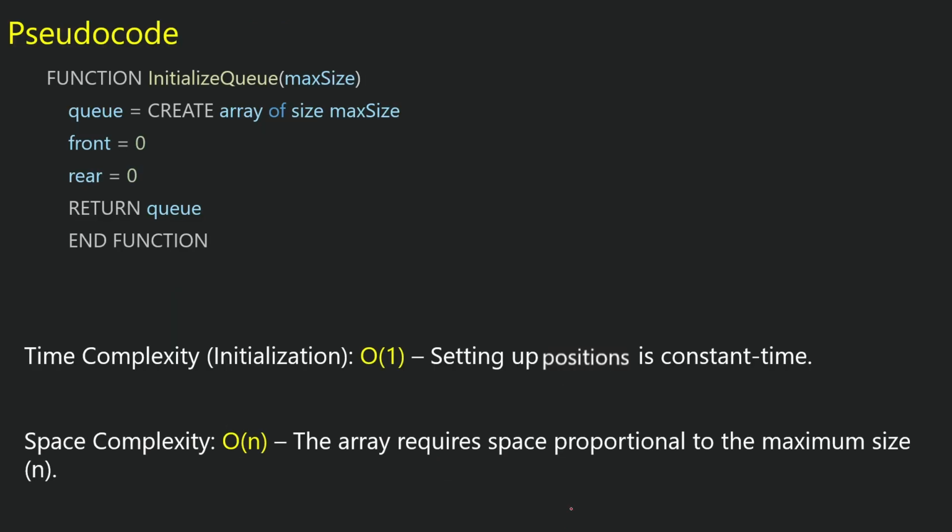Pseudocode. Create an array with the specified maximum size. Set front index to the start of the queue. Set rear index to the start, empty queue. Return the initialized queue. Time complexity, initialization, O of 1. Setting up indices is constant time. Space complexity, O of n. The array requires space proportional to the maximum size n.